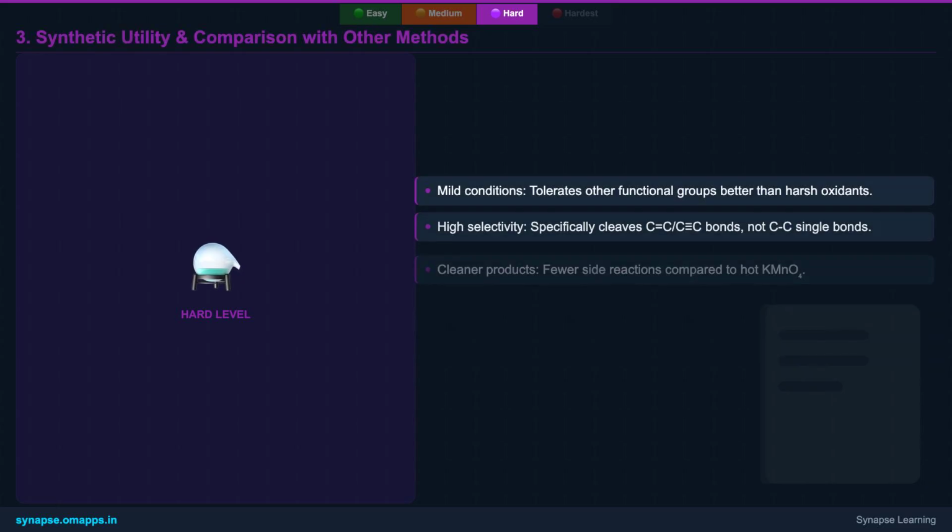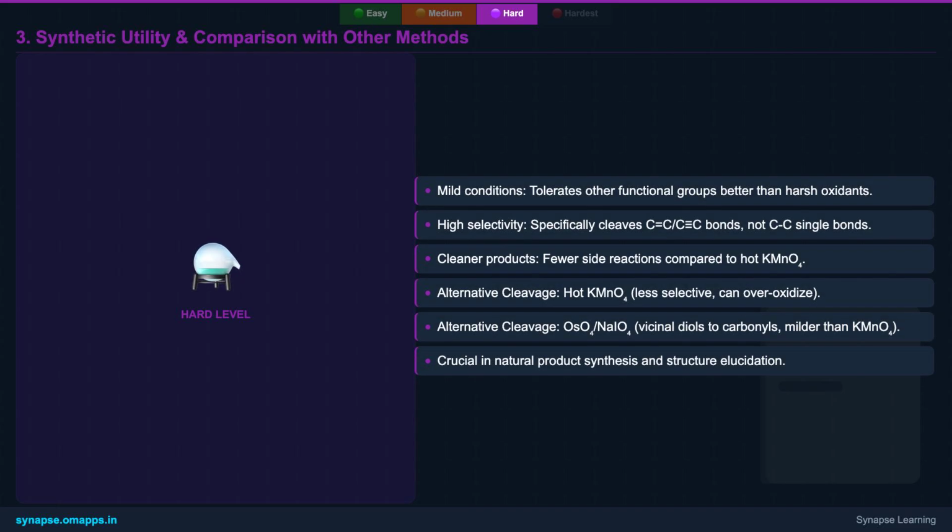Ozonolysis stands out among methods for cleaving carbon-carbon multiple bonds due to its mild conditions and high selectivity. Compared to stronger oxidizing agents like hot, concentrated potassium permanganate, which can lead to overoxidation and a complex mixture of products, ozonolysis offers a cleaner and more controlled cleavage. Hot KMnO4 can even cleave single bonds under harsh conditions, while ozonolysis specifically targets the pi system.